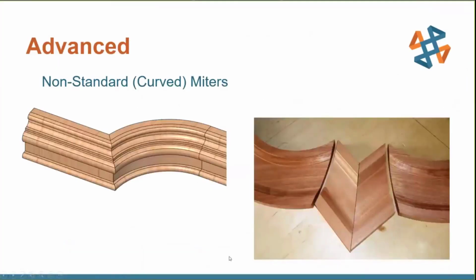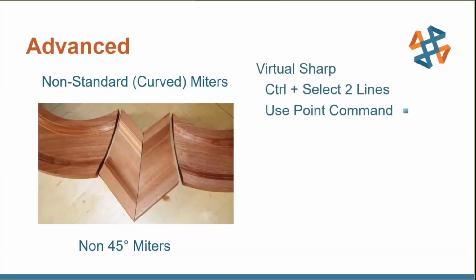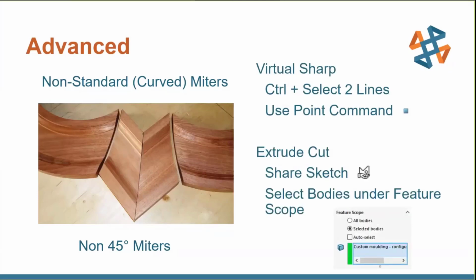For anything that is non-standard, you'll probably have to go in and create your own trim or end conditions, just by using extruded cuts. So if you do, just be aware there is the virtual sharp command. That is a sketch command. If you select 2 lines or 2 edges, use the point command, and that invokes the virtual sharp. And then finally, on the extruded cut, I did reuse that sketch multiple times. If you do use a sketch over and over, you'll see the little hand icon underneath the sketch, which means it is a shared sketch, so it's being used for multiple features.